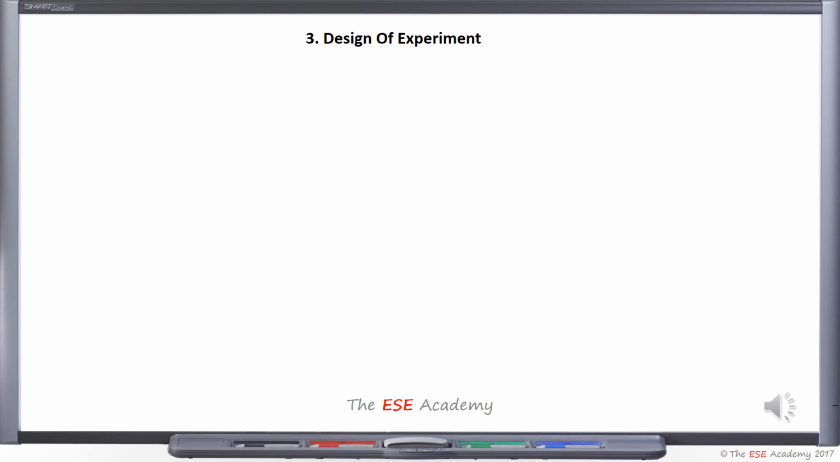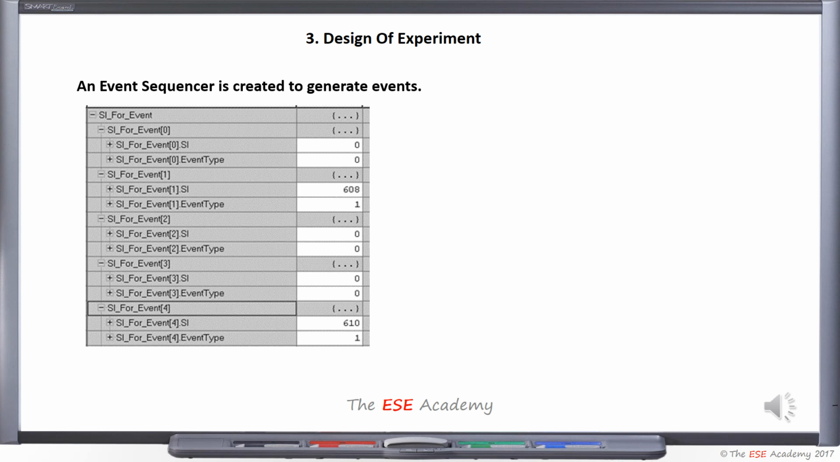In order to simulate events occurring in the experiment, an event sequencer was created. The event sequencer can generate an alarm to command the machine to abort its mission. It can also generate a reason to command the machine to hold its current position. To achieve this, an array was created to store events information.